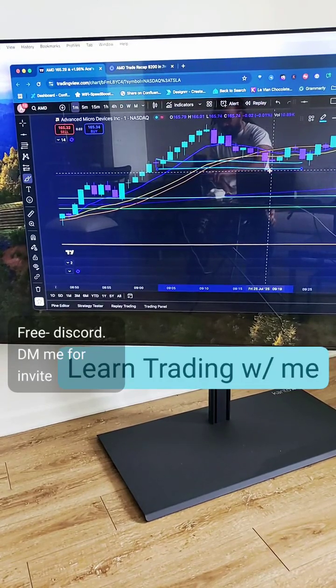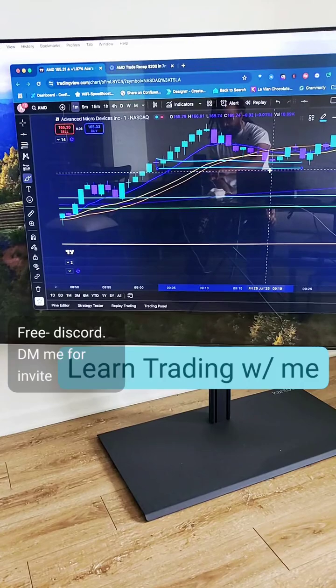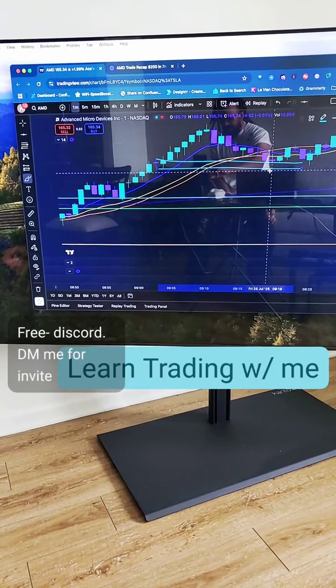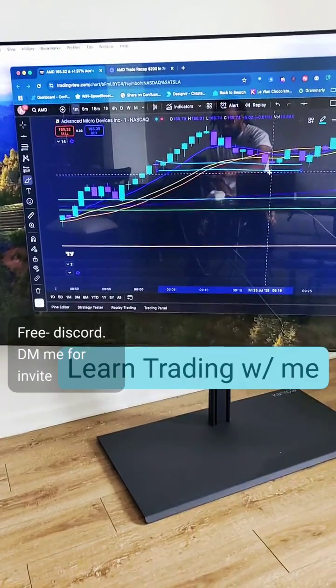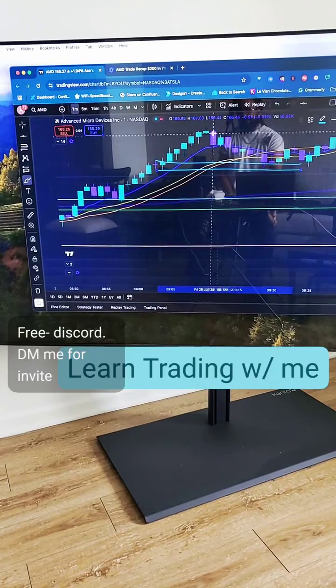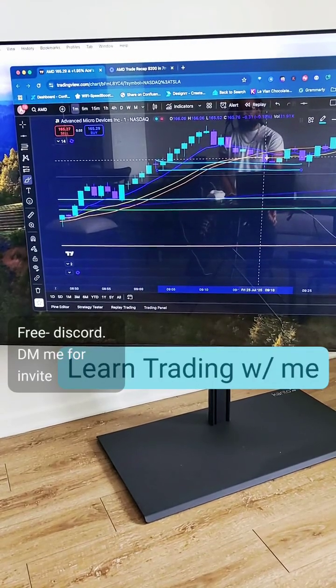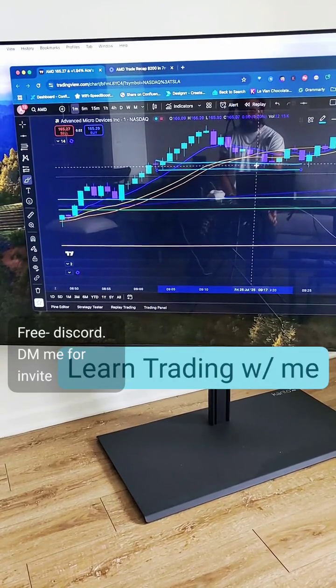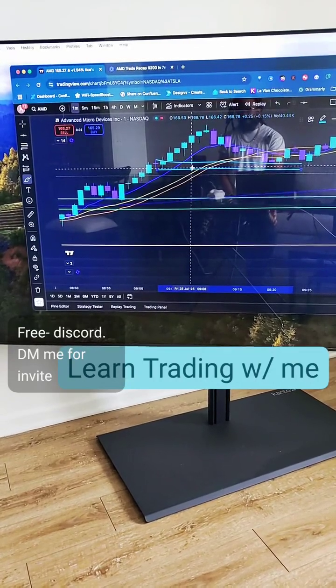Let me know if you have any questions about this explanation. I'm trying to use simple language to explain these concepts, so just let me know if you need me to repeat anything. All right, cool. So once sellers stepped in aggressively to push the price lower towards this zone, that's what I was looking for.